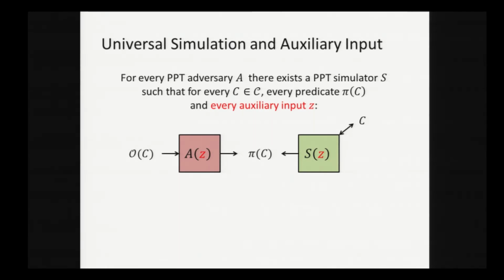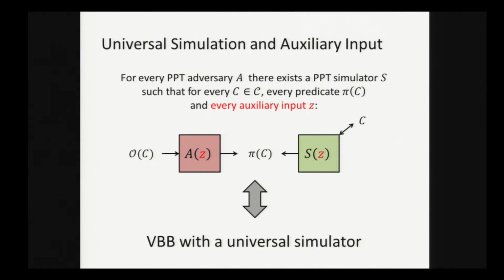We show that VBB obfuscation with auxiliary input is equivalent to VBB with a universal simulator. And such an equivalence between universal simulation and auxiliary input simulation was already observed in other contexts, for example, by Goldreich in the context of zero knowledge. The idea here is very similar. The idea is to consider the universal adversary, an adversary that just gets a description of a circuit as auxiliary input and just emulates it. And now the simulator for this universal adversary will be our universal simulator. We can use it to simulate the output of any adversary by encoding the adversary as auxiliary input to the universal simulator.